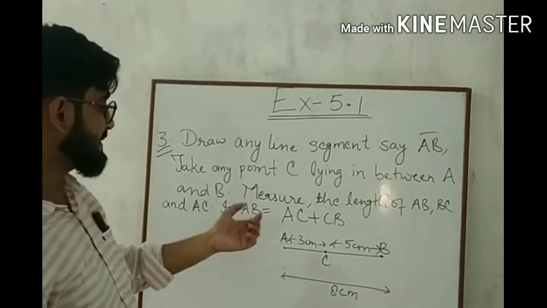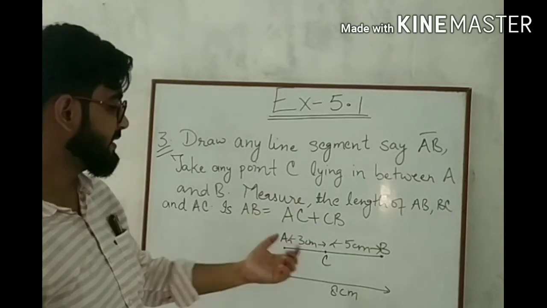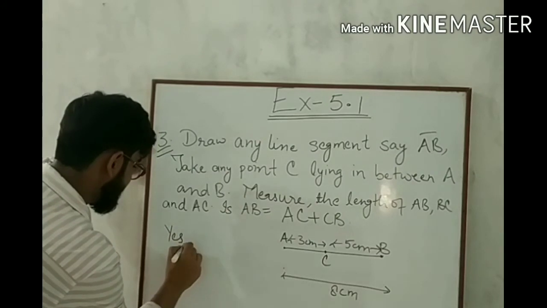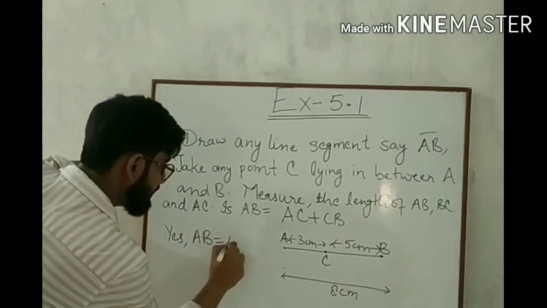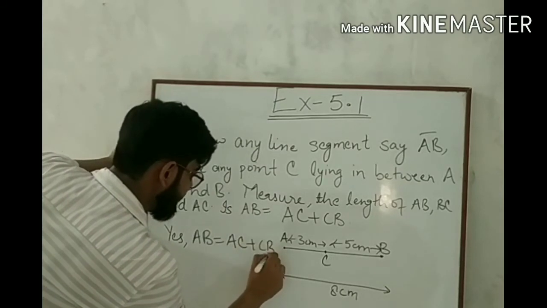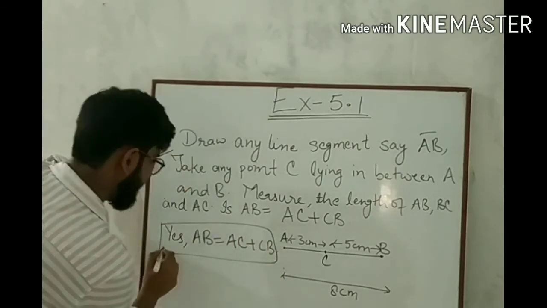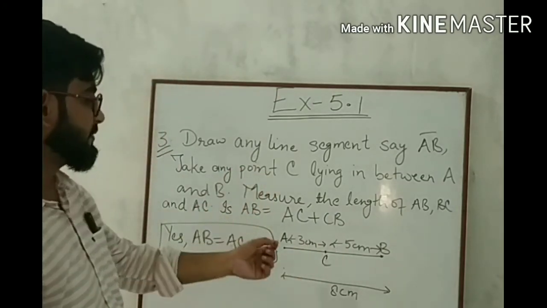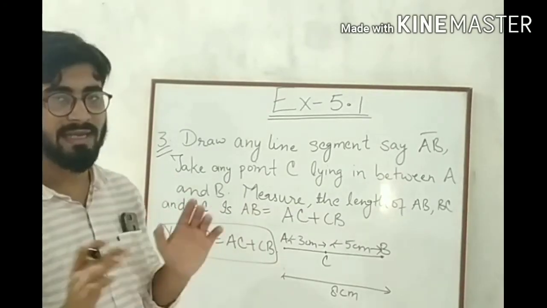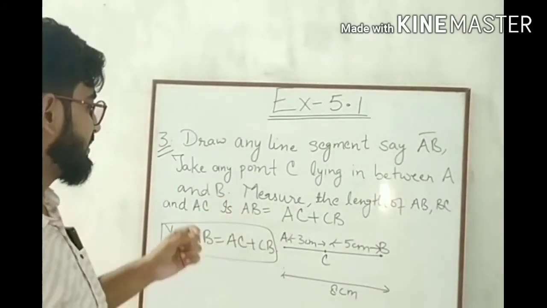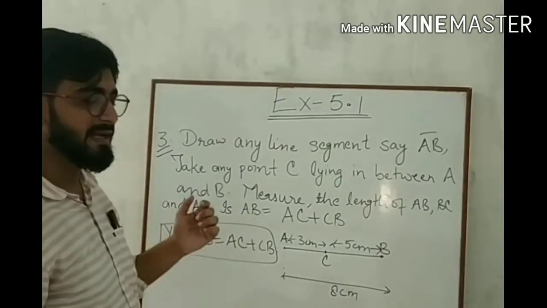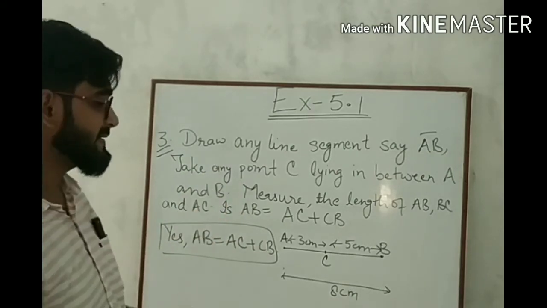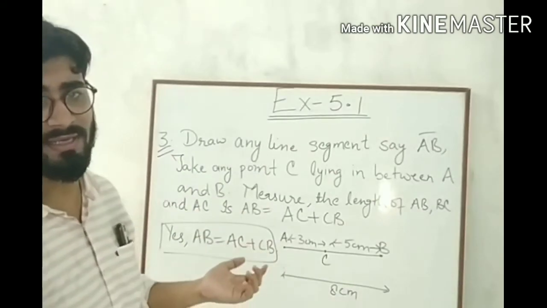So they are asking, is AB equal to AC plus CB? Yes, from here you can simply tell AB is equal to AC plus CB. Understand? Any problem? First of all, we have to draw the line segment AB. Then we take one point C which is lying in between A and B. Then we measure the length of AB, then BC and AC. And when we measure, since C is lying in between A and B, then always AB is equal to AC plus CB. Any problem?